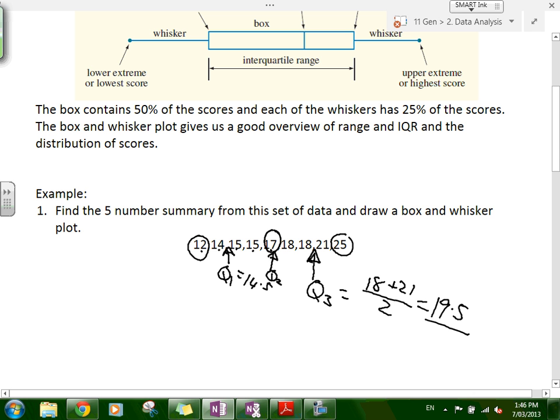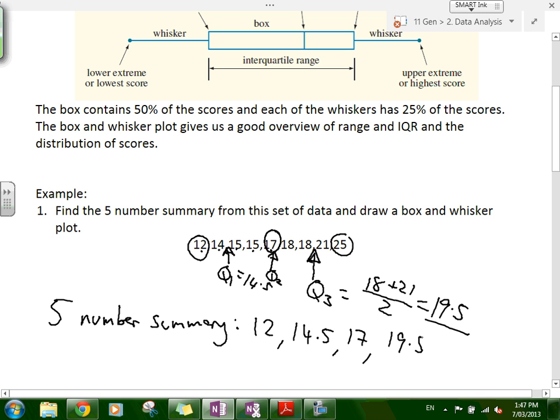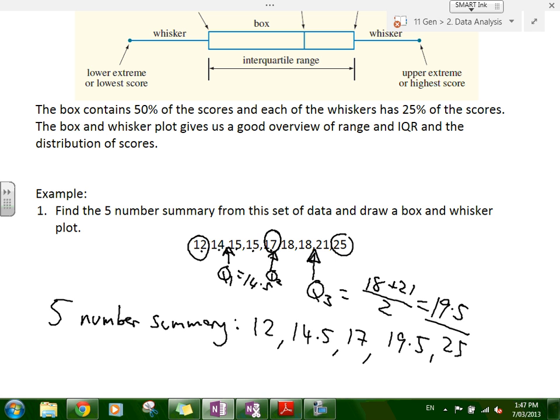Okay, so we have our 5 bits of information, a 5 number summary. I can write it as the 5 numbers I need to know: 12, 14.5, 17, 19.5, and 25. Okay? So that's what we've got. Now we can draw a box and whisker plot. Okay, so what do we need to do when we draw a box and whisker plot? Please tell me, Josh. A ruler.